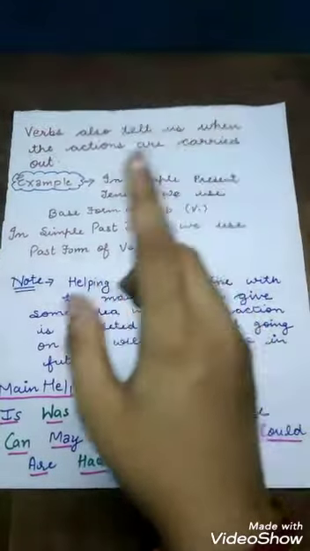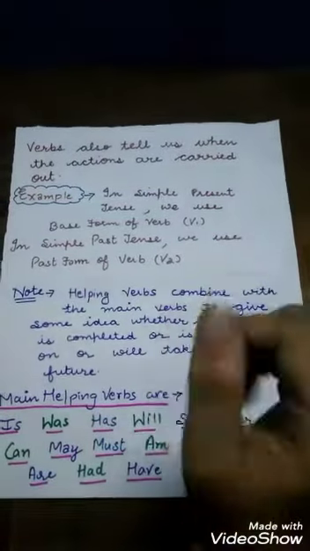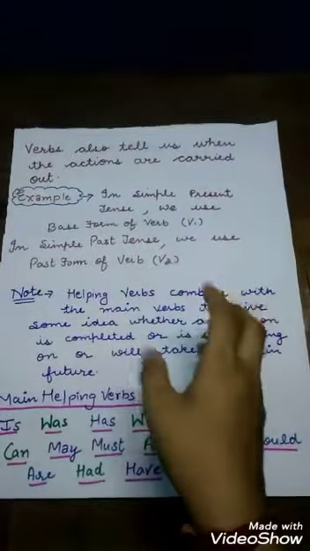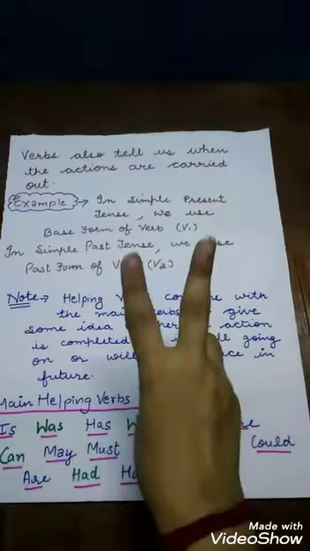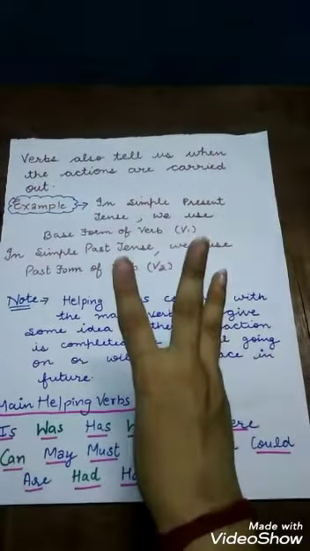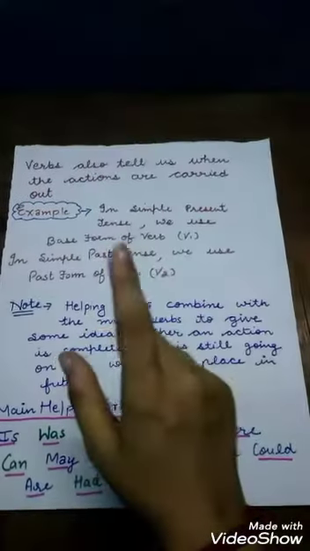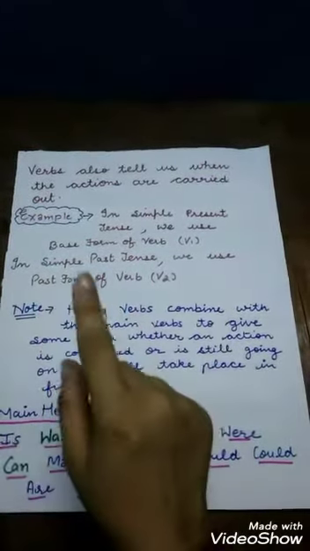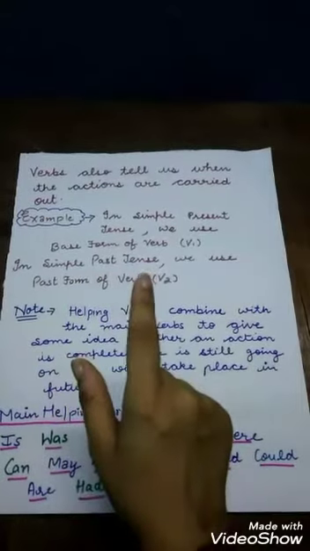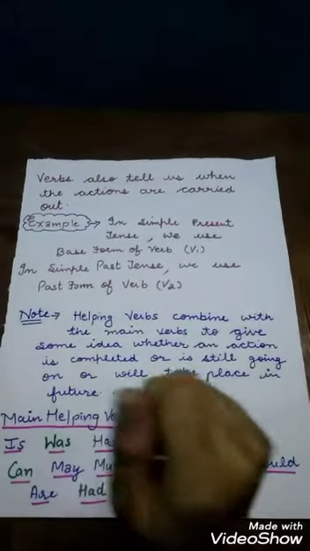Now students, verbs also tell us when the actions are carried out with the help of kinds of tenses. Now you all know there are three kinds of tenses: present tense, past tense, and future tense. For example, in simple present tense, we use the first form of verb that we have studied earlier. Similarly, in the simple past tense, we use the second form of verb, that is the past form of verb.